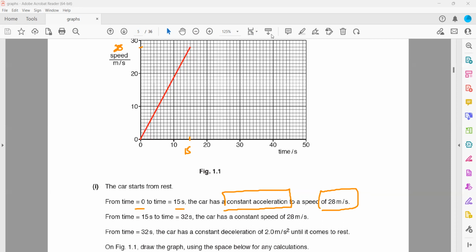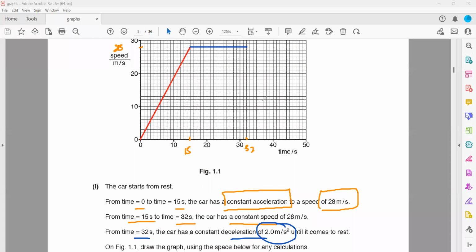The next part, from 15 seconds to 32 seconds, the car moves at a constant speed. So from 15 to 32, this is 31 and this one is 32. So from 15 seconds to 32 seconds, it continues to move at a constant speed. Constant speed means the speed should not change. Then from 32 seconds, the car decelerates with a deceleration of 2 meters per second squared until it stops, or comes to rest.